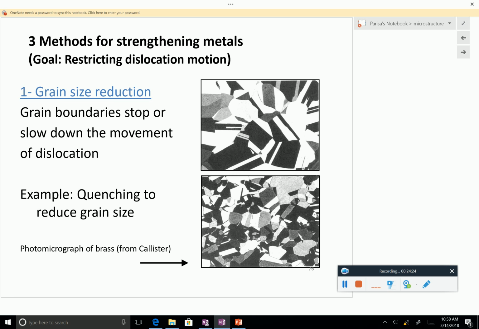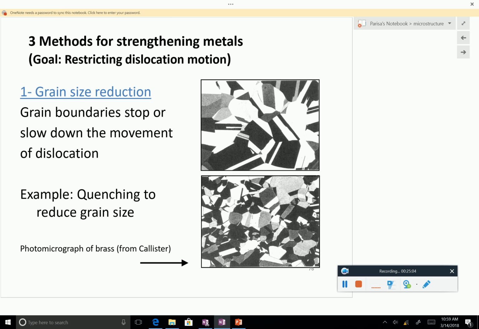Now, one way to do that is quenching. Quenching is when you make the steel, for example, and cool it down very fast, so you don't let the crystals, the grains, grow. So they have to cool down very fast, so the grain size will be very small. The opposite of quenching is annealing, when you let the steel cool down very, very slowly, and you have larger grain size and more ductility. Remember that the strength and ductility is always a trade-off.